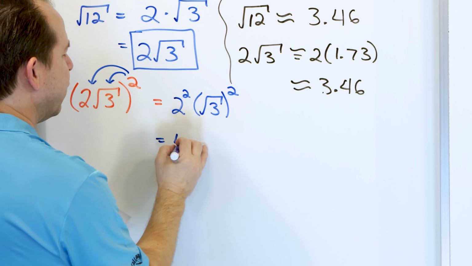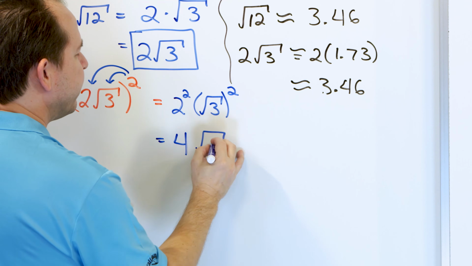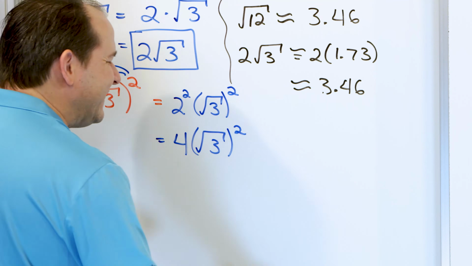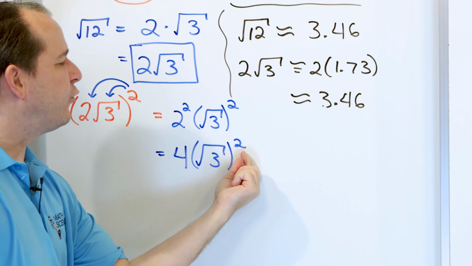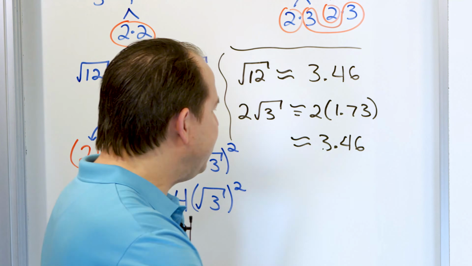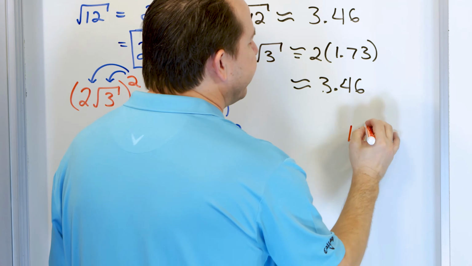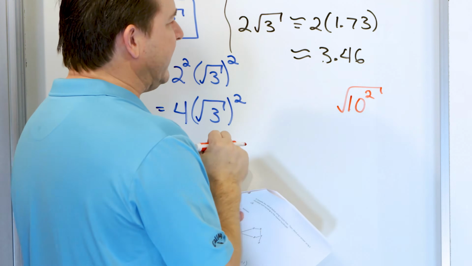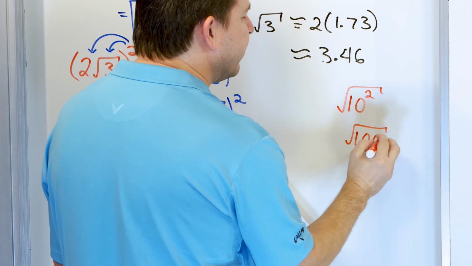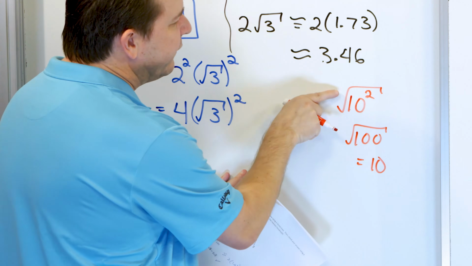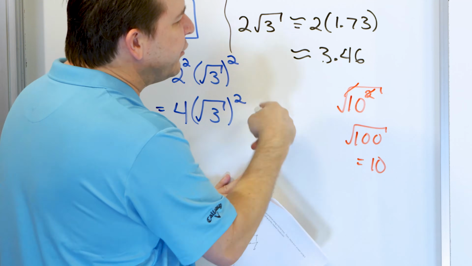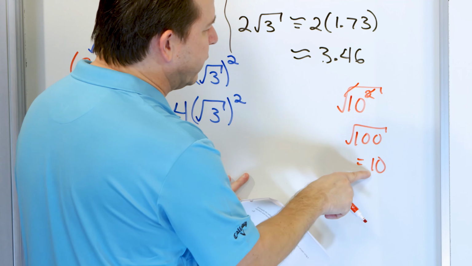Now, 2 squared is 4, and then we have the square root of 3 squared. But remember, in the last lesson, we said that the square root and the squaring operation are opposites of each other, right? Just like if you take 10 squared and take the square root of it, what you're going to have is 100 on the inside, and the square root of 100 is 10. You see, the square and the square root can be said to cancel because they're opposites of each other. They undo each other, and you just get back what you started with.